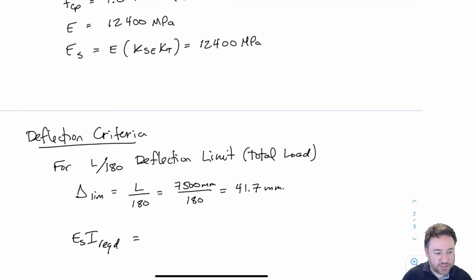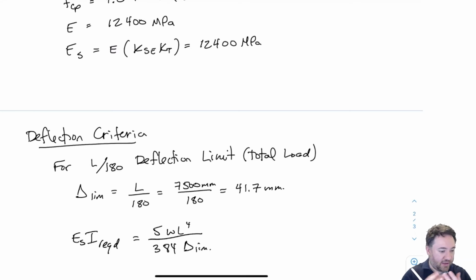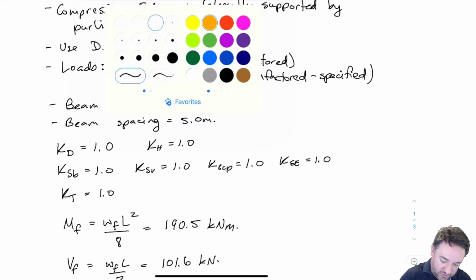And if I have a different loading condition or different support condition, then I'm going to obviously have to use a different equation here. But this one we are well familiar with. 5WL to the 4, divided by 384 times delta limit. So this is a rearrangement of the equation that delta is 5 over 384 WL to the 4 over EI. So if I do this and I sub everything in, I am going to use here my specified load because we're talking about deflection. So I'm not going to use the factored load. I am going to use this one here.